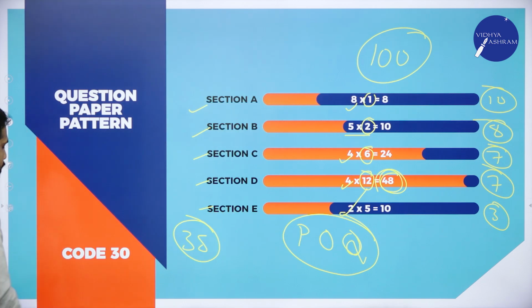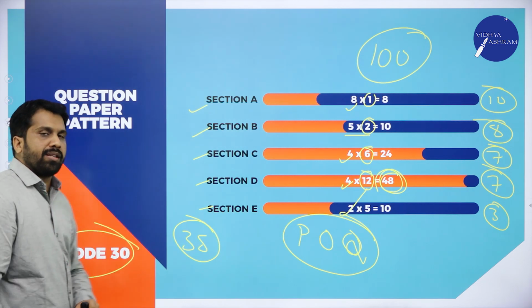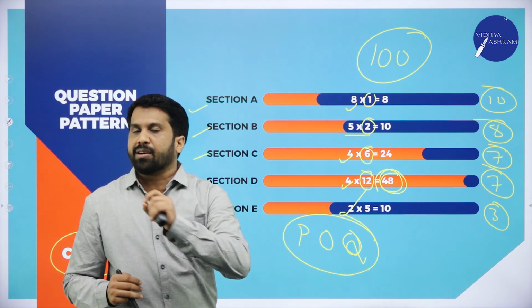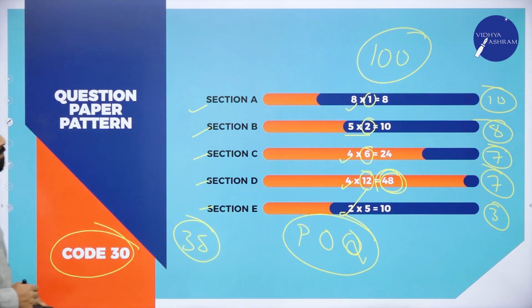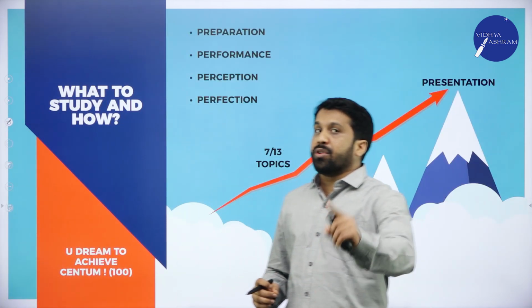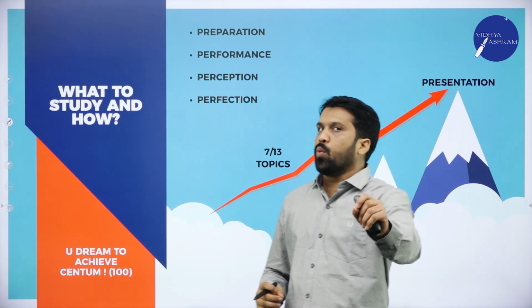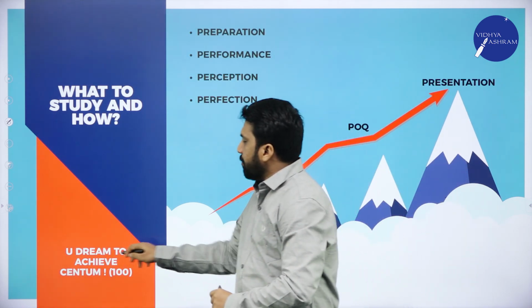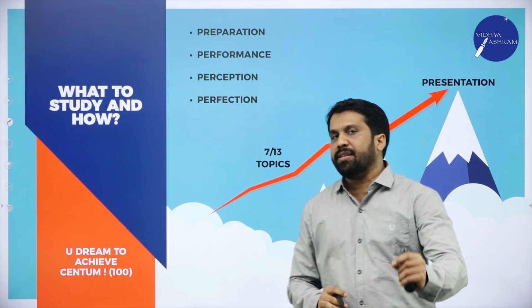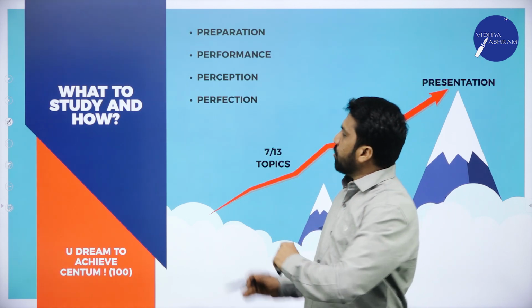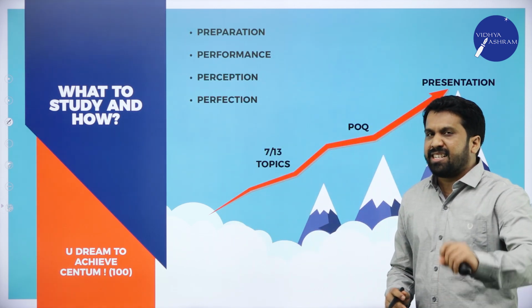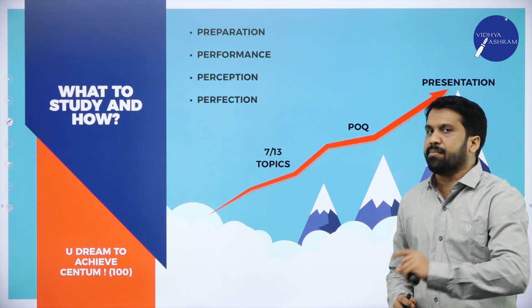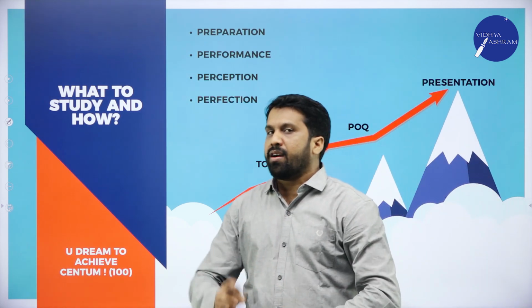As I told you, what is your code? Your code is always 30. For your accountancy, the code is 30. As I told you, in accountancy, you can score centum. How? Now, what to study and how? You dream to achieve centum. Centum means 100. This is the only subject where you can easily go for centum, or easily go for 100.